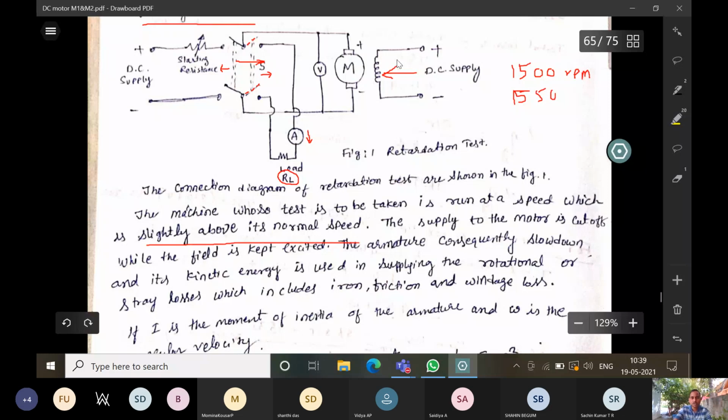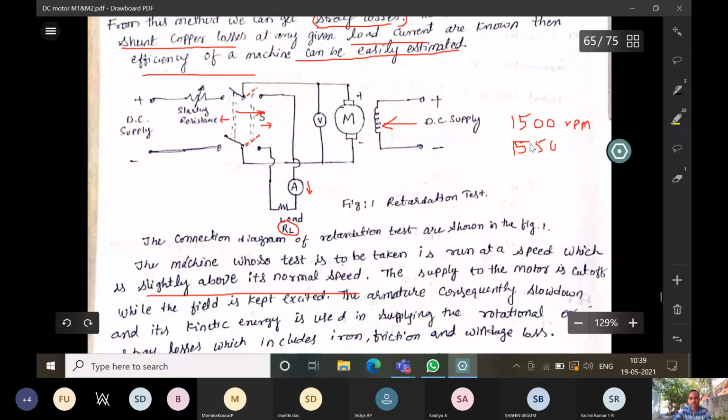Once you take the no load reading and open this, the armature consequently slows down. The armature speed is going to slow down. Whatever 1500 rpm is there goes on decreasing and it will come to 0 rpm. So we need to find out how much time it will take from 1500 rpm to 0 rpm. That is to be calculated. By using a stopwatch, you count down how many seconds it takes from 1500 to 0 rpm.